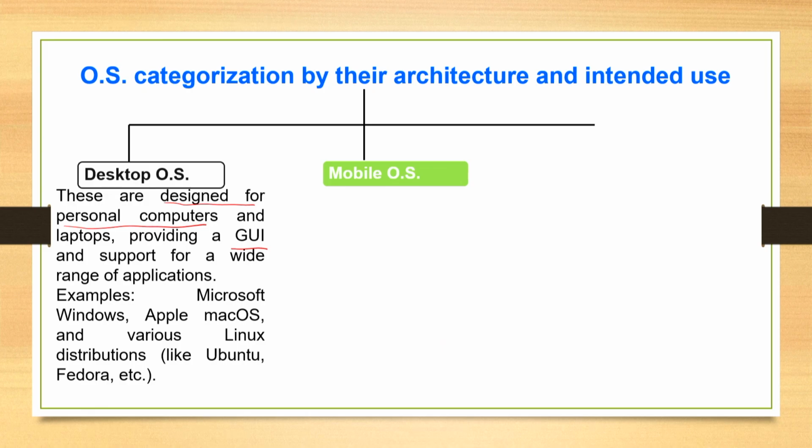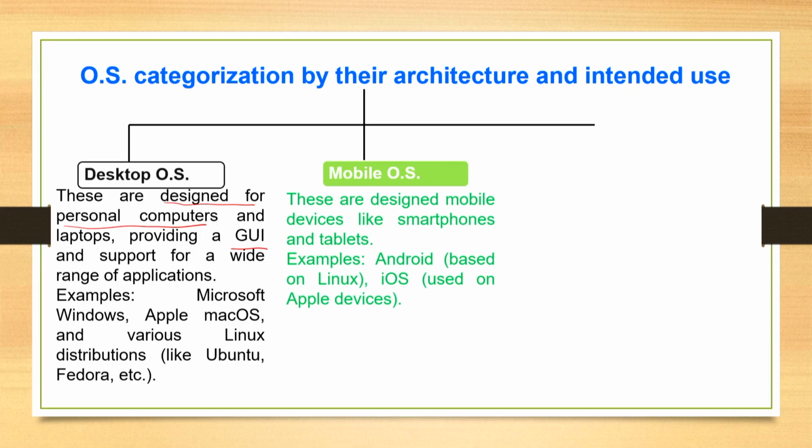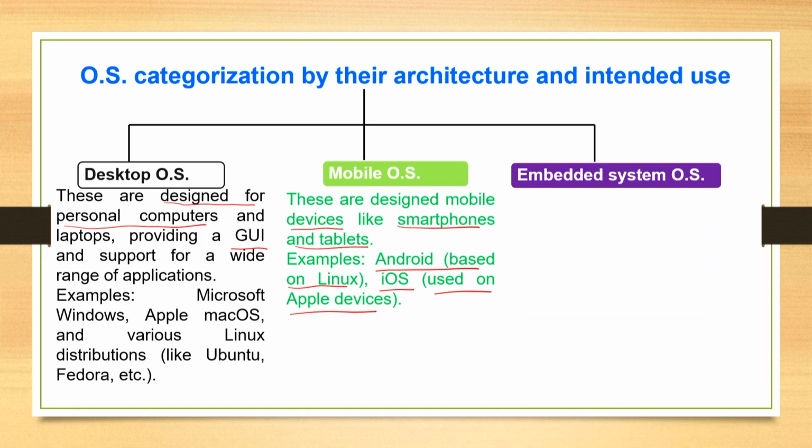Another one is the mobile operating system. From the name itself, it's clear that it is an operating system which runs on mobiles. These are designed for mobile devices like smartphones and tablets. Examples of mobile operating systems are Android, which is based on Linux, iOS, which is used on Apple devices, and in some mobile phones we also use the Windows operating system.